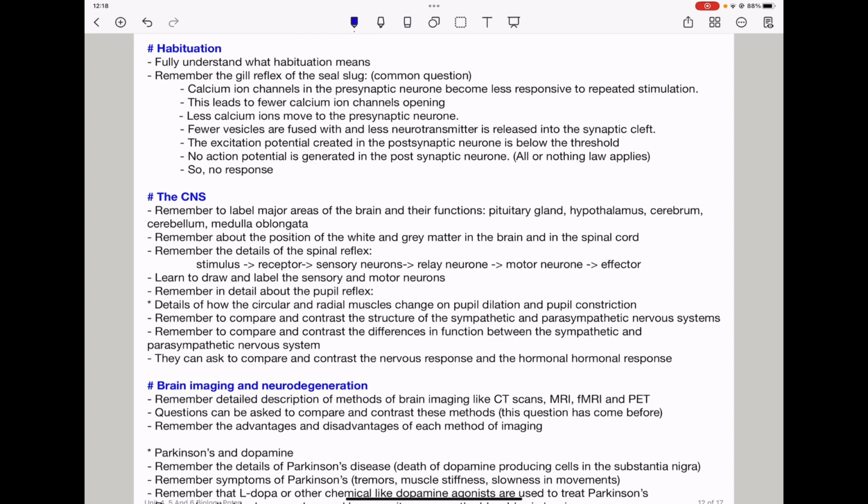This could be common. On that note, remember, a stimulus arrives and the receptor is going to convert that into an electrical signal that goes into the sensory neuron, and then that is going to be delivered to the relay neuron, and the response will be delivered to the motor neuron, and the motor neuron will deliver that to the effector. That could be a muscle or gland, and a response will be carried out. You need to learn to draw and label the sensory as well as the motor neurons. I already talked about this.